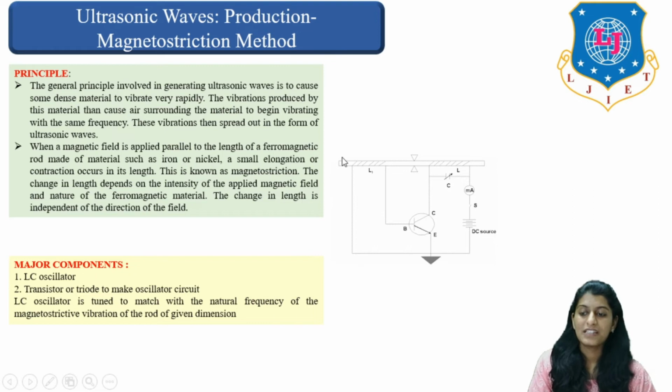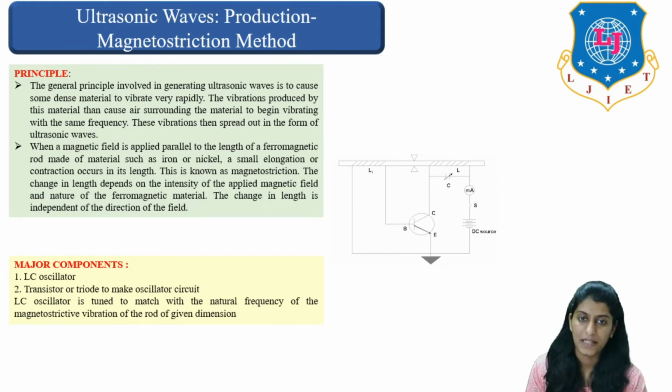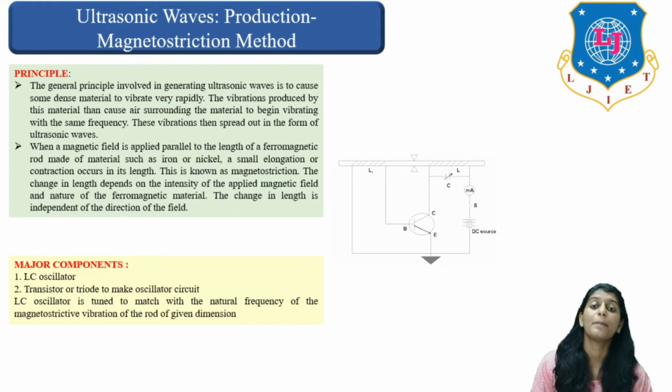Here you can see this particular picture. This is basically a sketch diagram of the magnetostriction method. Now we know the principle, we know how we are going to perform this application. Now let us see what are the major components which will be used here.